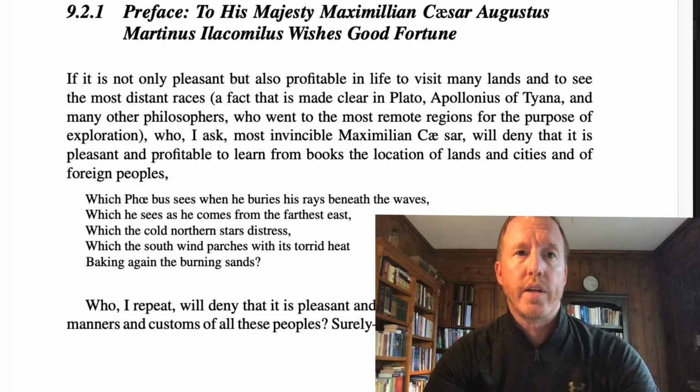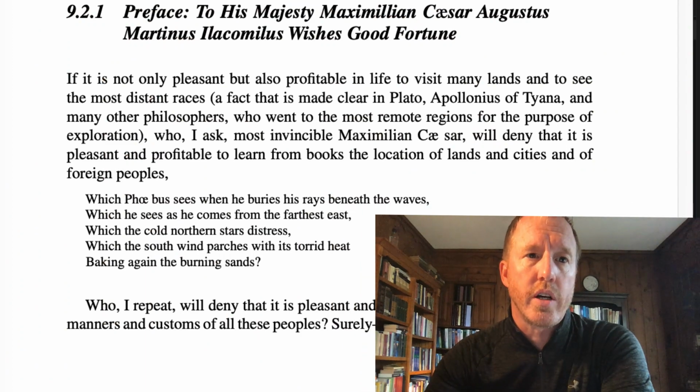Anyhow, this week we're going to be looking at the work of Martin Waldseemueller, and specifically his Introduction to Cosmography, which is in Chapter 9 in A Student's Guide to the Great Physics Texts. Now, Martin Waldseemueller begins this Introduction to Cosmography with a preface which is written to, he says, His Majesty Maximilian Caesar Augustus. So what's going on in this preface?